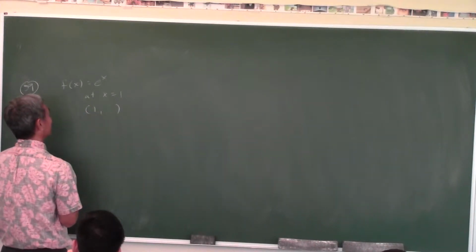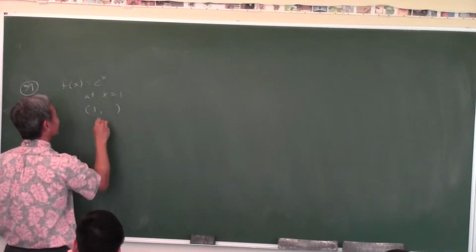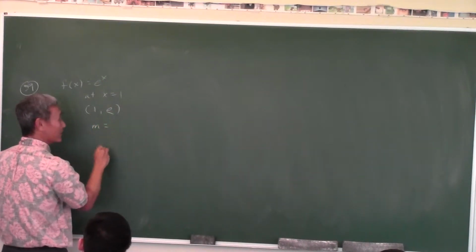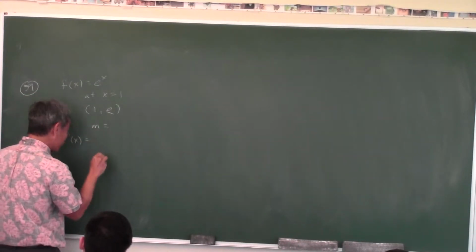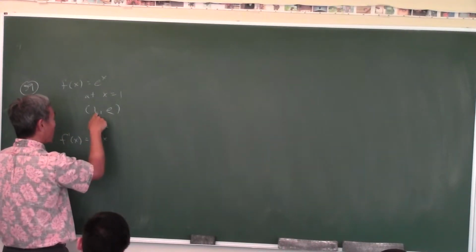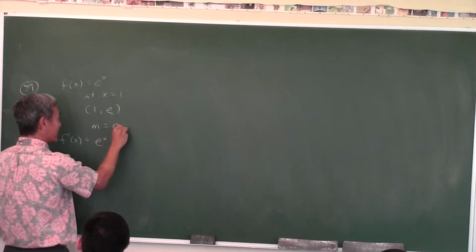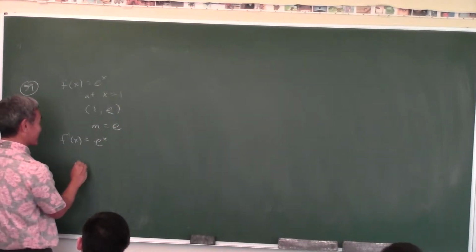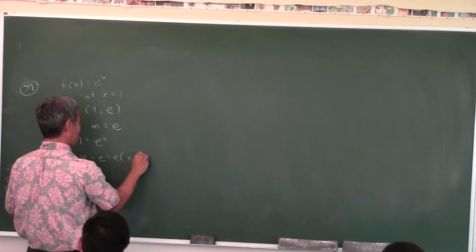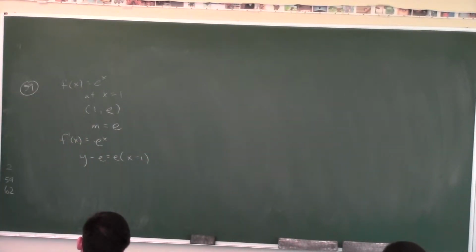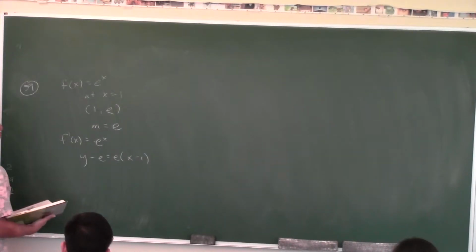Plug it in and you get, okay, how do you find the slope? You compute the derivative. What's the derivative of e to the x? E to the x. Okay, plug 1 into the derivative, and you get e, then point slope it. Y minus e equals e times x minus 1, and now pick out the answer. You guys can pick out the answer?